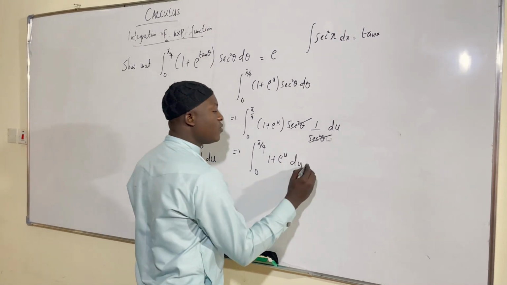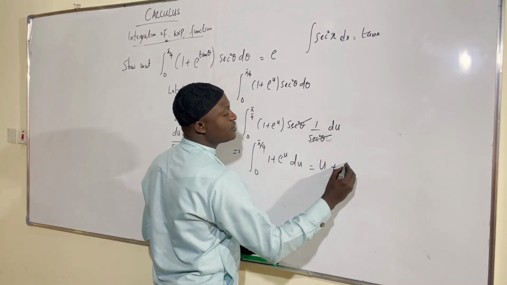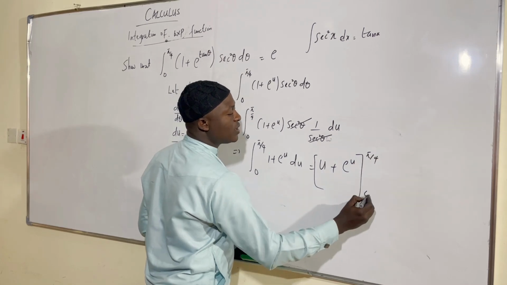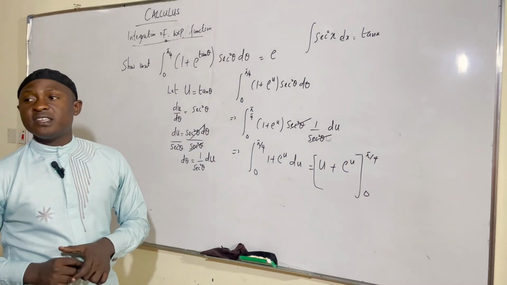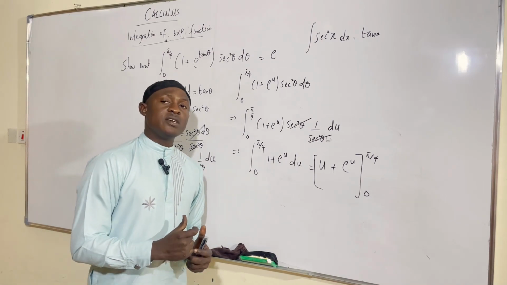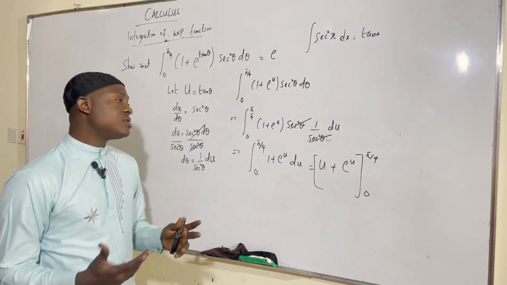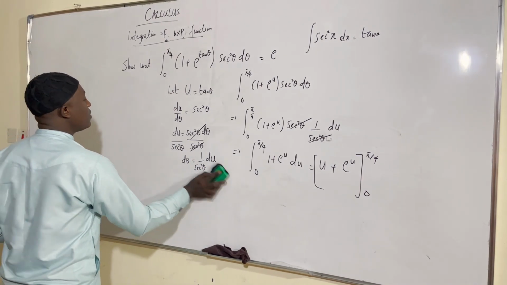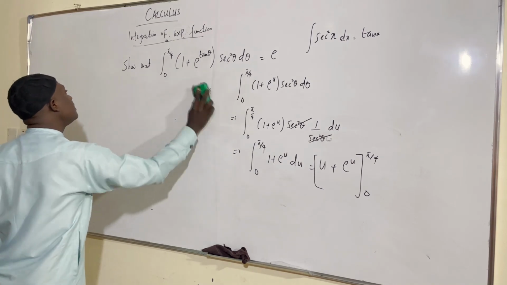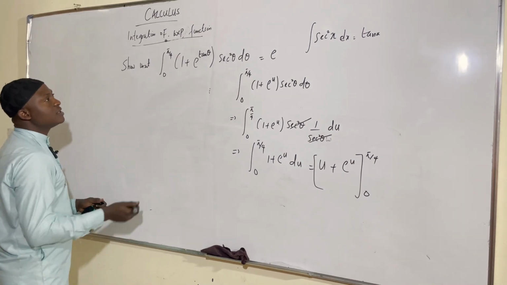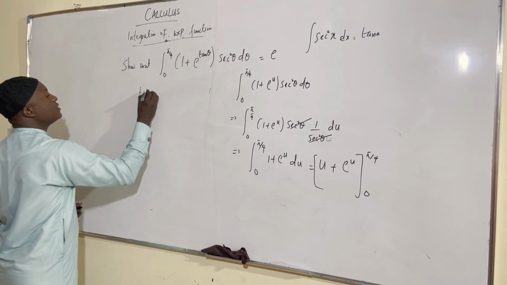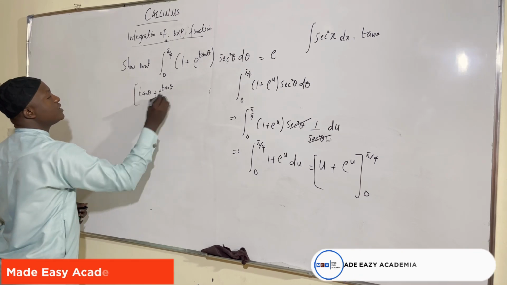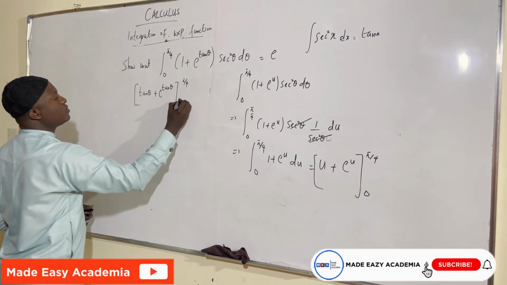So now we want to integrate this function. After the integral of 1, we have u. Integral of e raised to the power of u is e raised to the power of u. Then the upper limit is pi over 4, and the lower limit is 0. You can see, in most cases, u substitution is very, very important. You have to know how to make use of u substitutions. So now if I substitute that, my u is tan theta. That means we have tan theta plus e raised to the power of tan theta, then pi over 4 and 0.